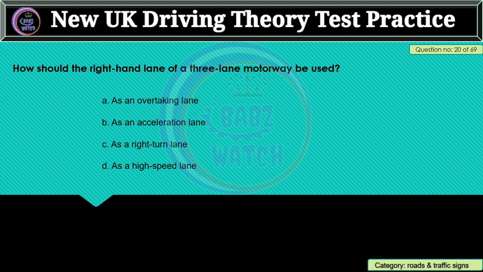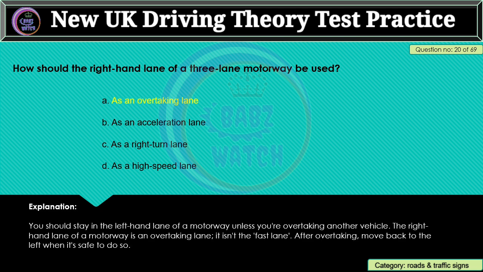Question 20 of 69. How should the right-hand lane of a 3-lane motorway be used? A. As an overtaking lane. B. As an acceleration lane. C. As a right turn lane. D. As a high-speed lane. The correct answer is A. As an overtaking lane.